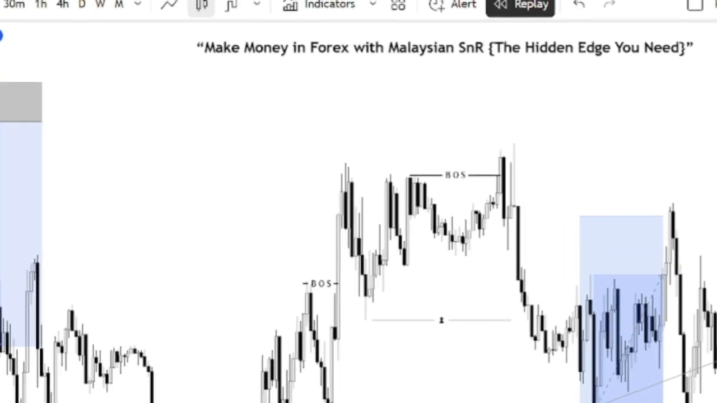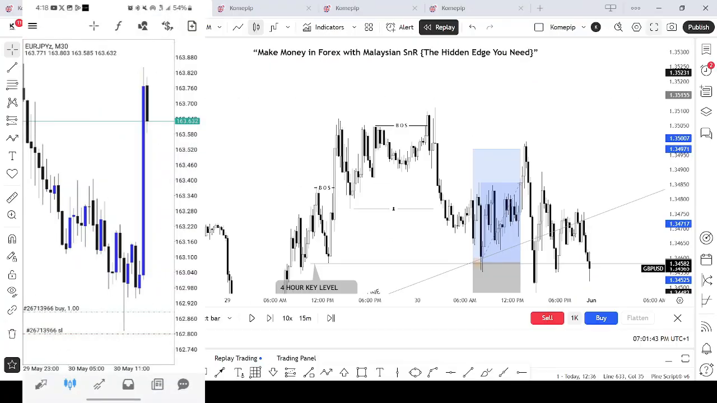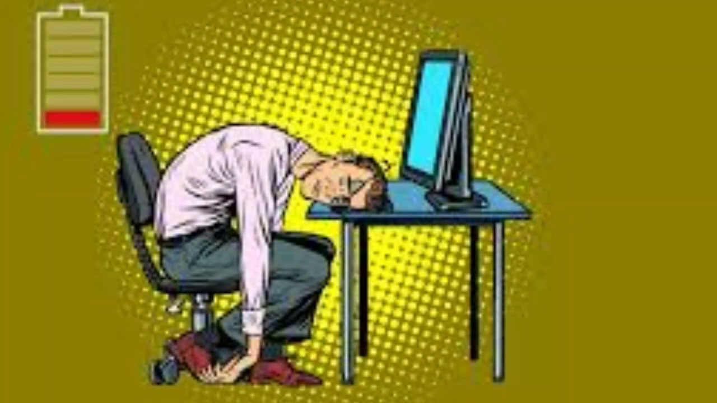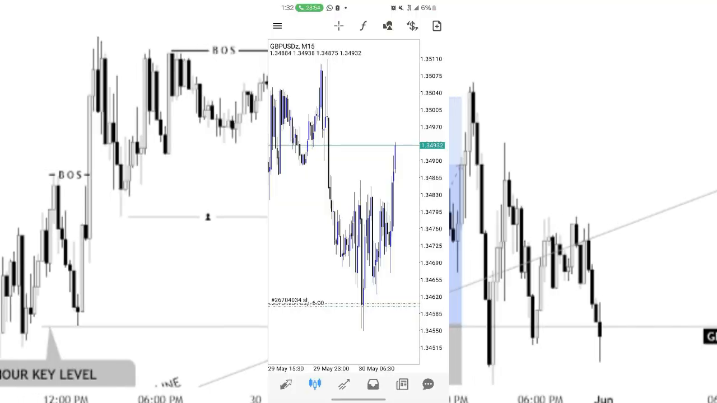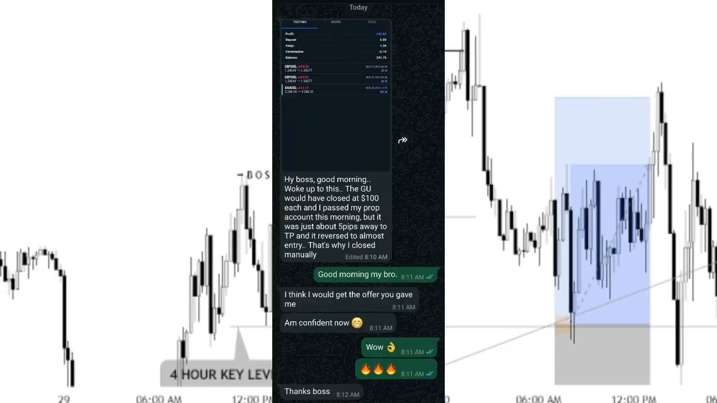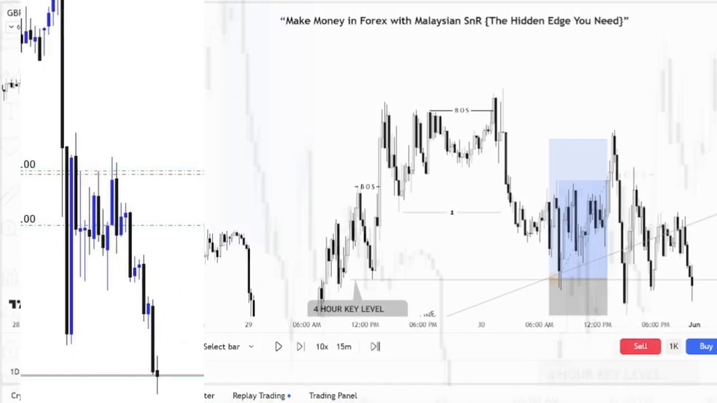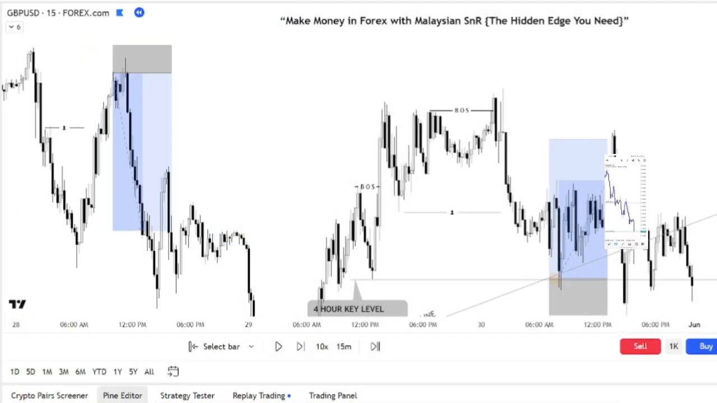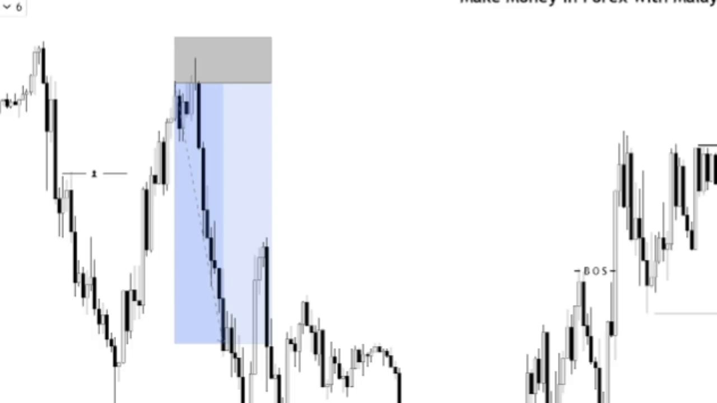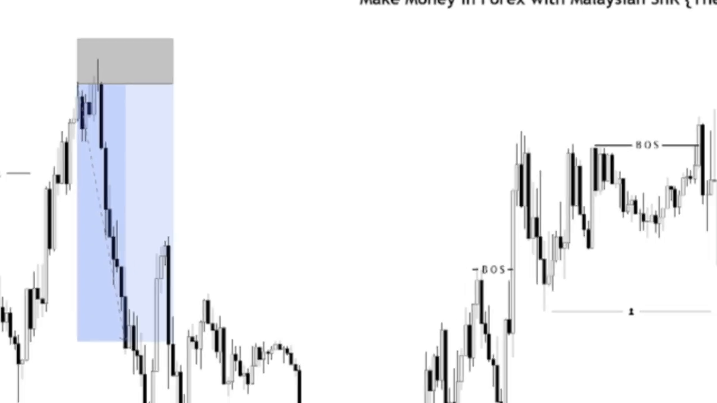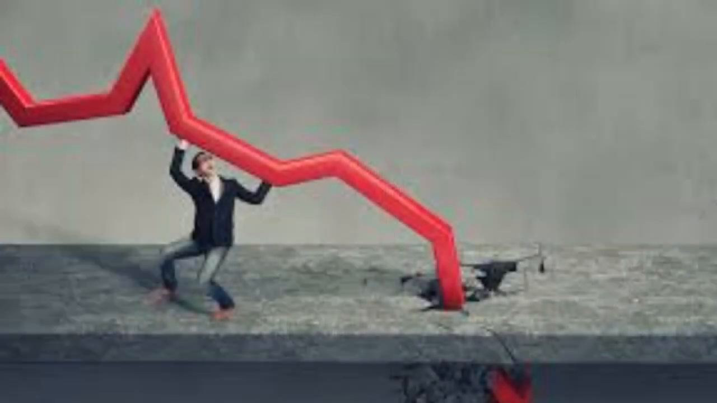You need to secure profits the smart way. How are you going to do that? It's quite simple. Are you tired of blown accounts, emotional trades, and second guessing every entry? It's time you discovered what most traders overlook, which is the Malaysian support and resistance strategy. This isn't another trading concept, it's a proven edge used by disciplined traders to catch clean entries, ride trends, and grow accounts consistently. It's how smart traders move from chaos to control and from losses to real profit.